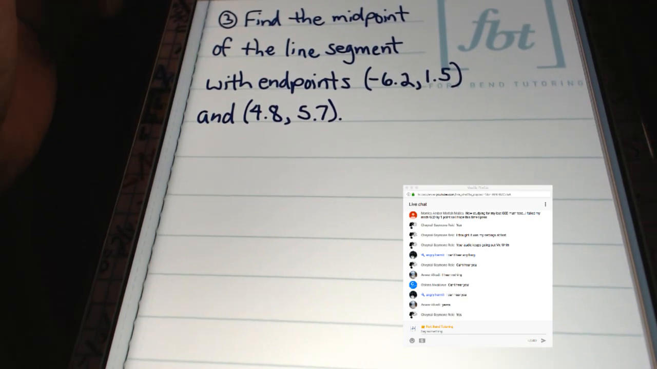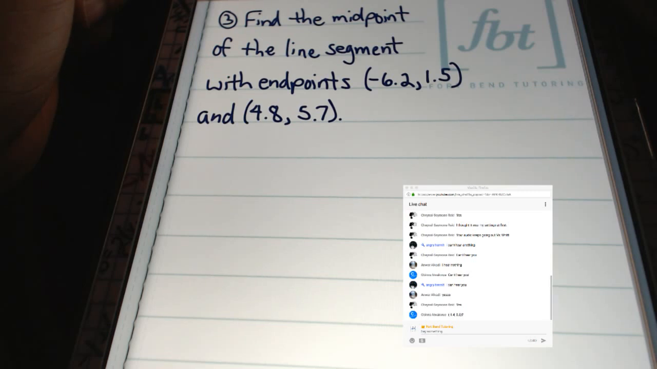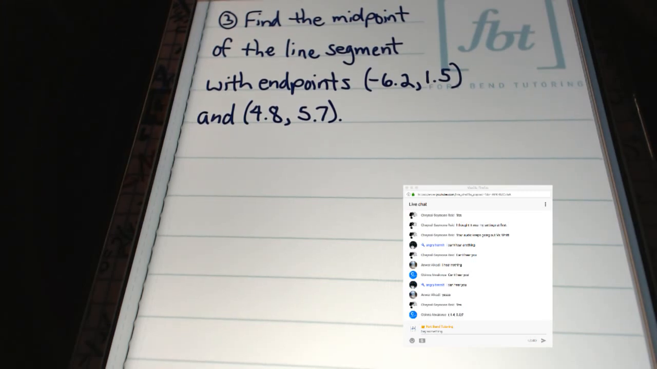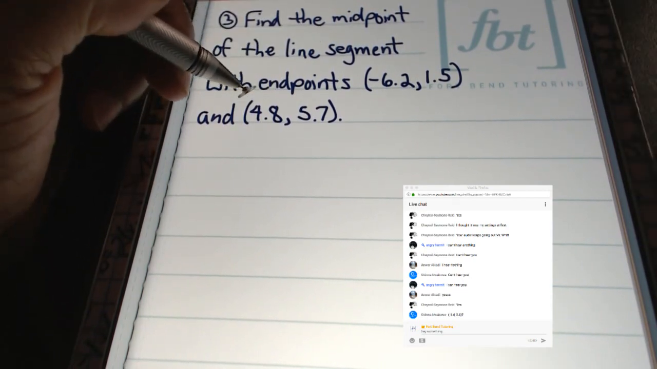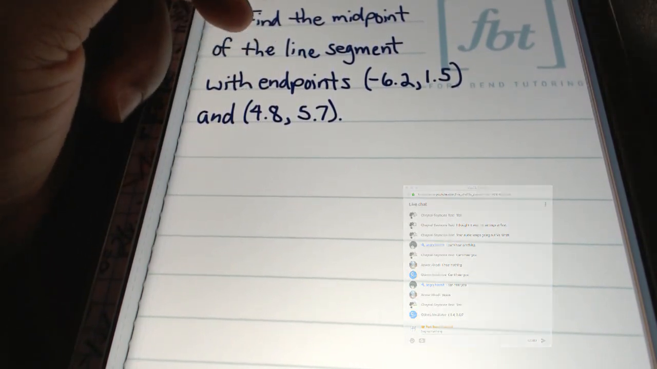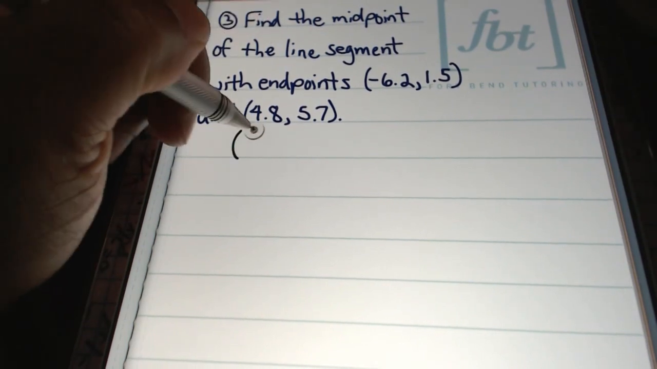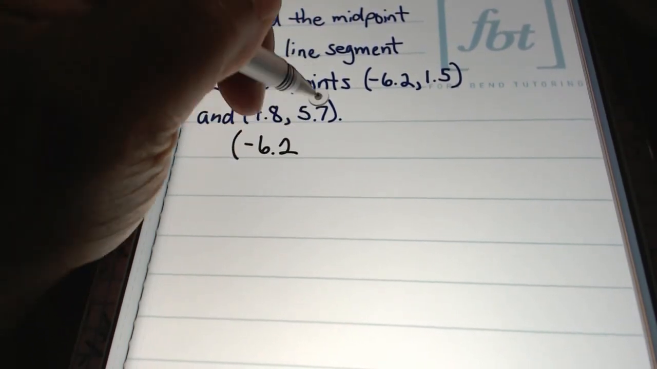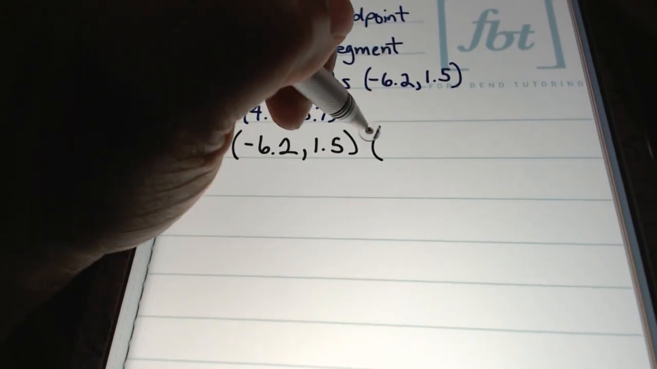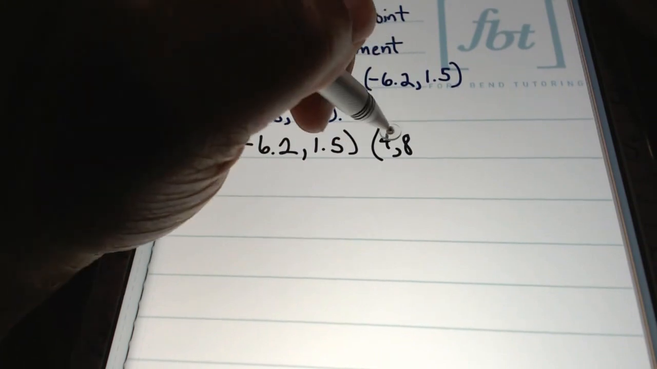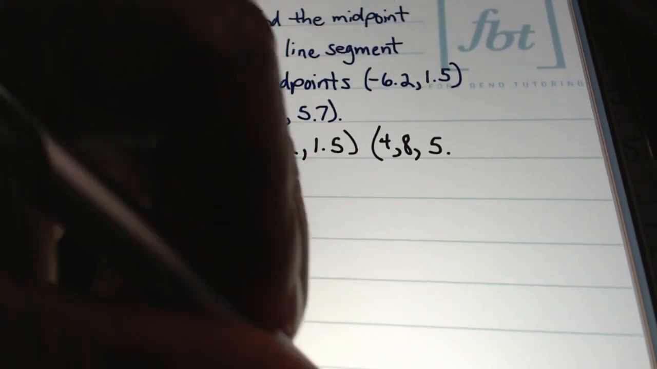Let's keep it pushing. We have problem number 3 here. They want us to find the midpoint of the line segment with endpoints -6 2/10, 1 5/10, and 4 8/10, 5 7/10. We're going to start by labeling these points. We'll have negative 6 2/10, 1 5/10. The other point is going to be 4 8/10, as well as the 5 7/10.